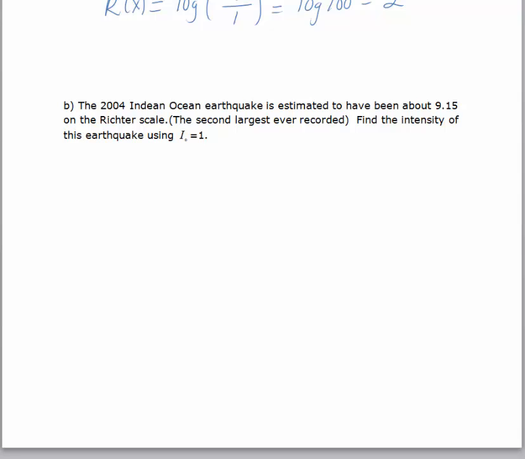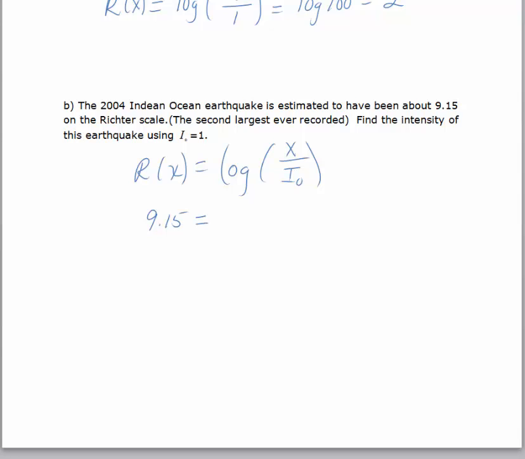Now let's look at part B. We've got the 2004 Indian Ocean earthquake, estimated to have been about 9.15 on the Richter scale. This is the second largest ever recorded and really is absolutely huge. It says find the intensity of the earthquake using I sub 0 equal to 1. So we'll first write down the formula again. We've got r of x equals the log of x, which is the intensity, over that of a standard 0 level earthquake. We know that 9.15 is the value on the Richter scale.